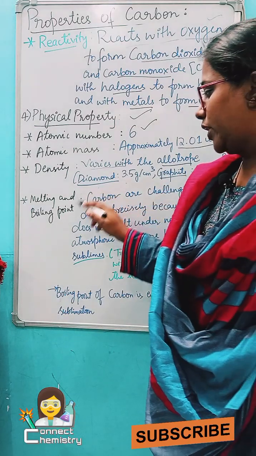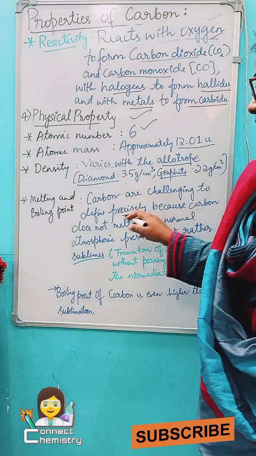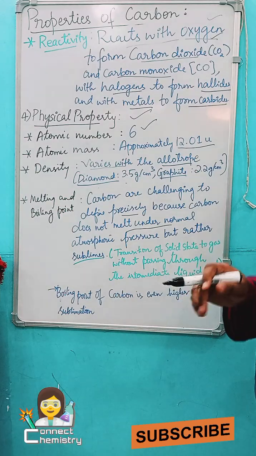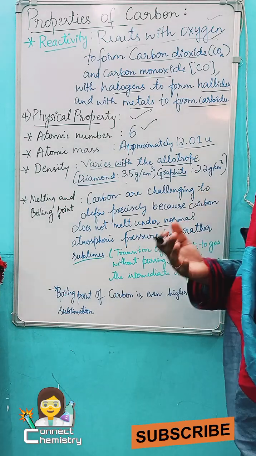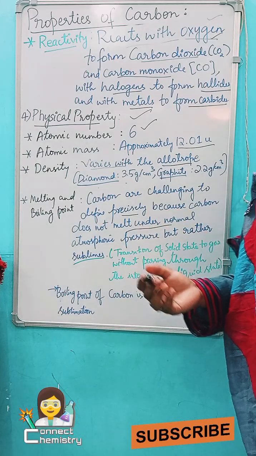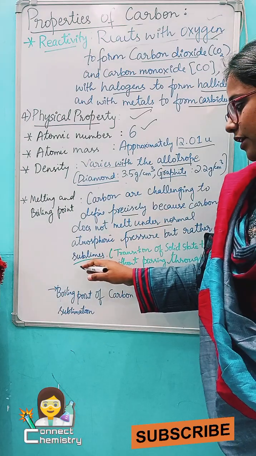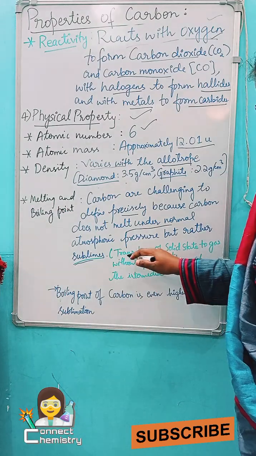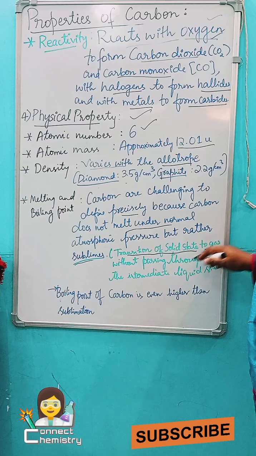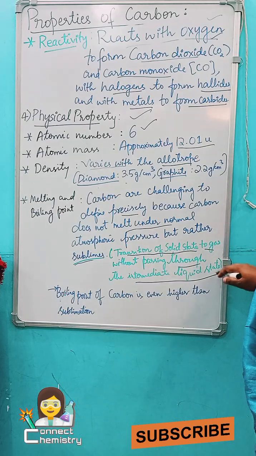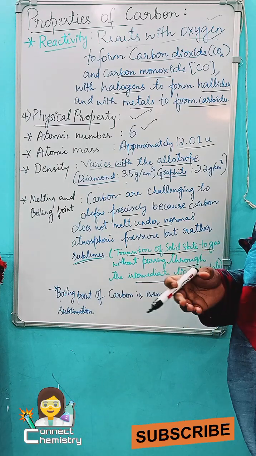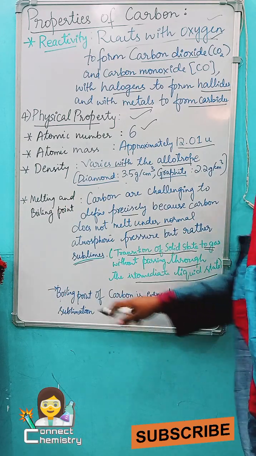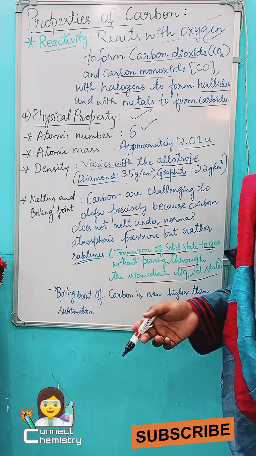Moving on to the melting and boiling point, carbon is challenging to define precisely because carbon does not melt under normal atmospheric pressure. So it is very difficult to melt carbon, but instead of melting, the phenomenon of sublimation comes in. Sublimation is the process where a solid transitions to gas without passing through the intermediate liquid state. So the solid directly turns into the gas state without passing through the liquid state. The boiling point of carbon is even higher than the sublimation point.